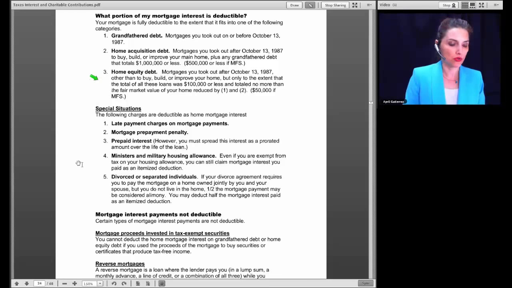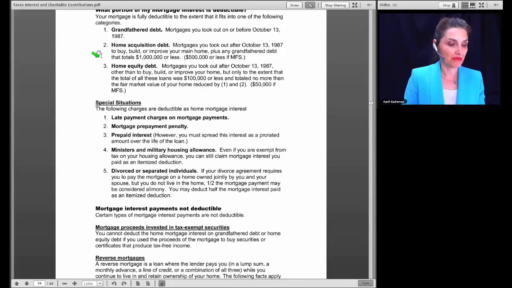mortgage interest. And with this particular category, the IRS does keep interest divided into two distinct categories. We're not really going to worry about this grandfather debt because I've never run across it. It's just not out there anymore. So we're left with the home acquisition debt versus the home equity debt.